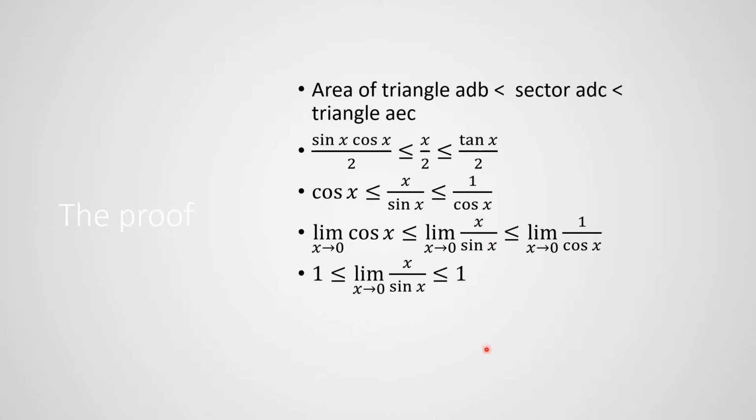That's nice. Now you might say, well, that's not what we wanted. We wanted the sine x over x. Yet if this limit is going to 1, its reciprocal is also going to 1. So we proved that the limit as x goes to 0 of sine x over x is equal to 1. That was nice.